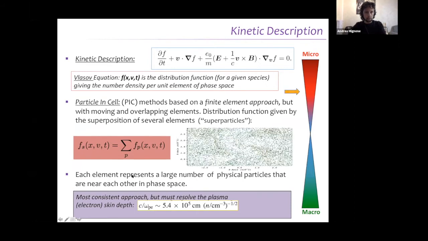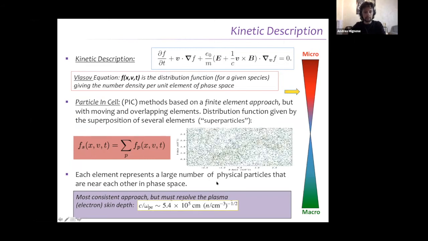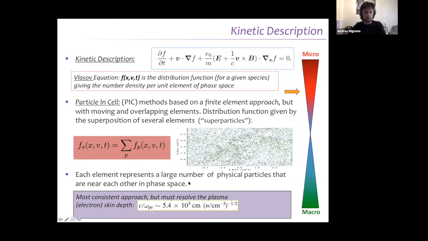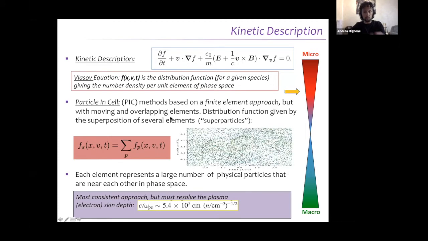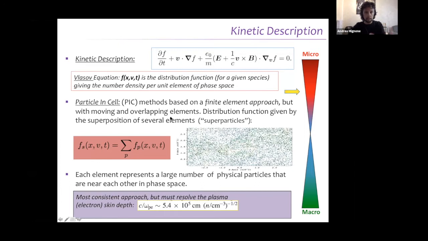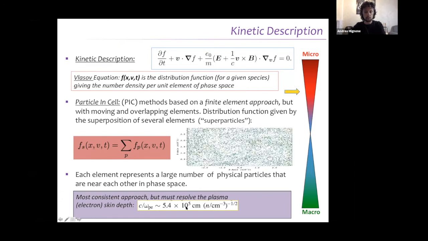So in other words, each element can be thought to be a large number of physical particles that are near each other in phase space. Now, this is a very consistent and very good approach, but in order to make a PIC code work, you need to resolve the plasma skin depth, okay, which is of the order of a few 100,000 centimeters.